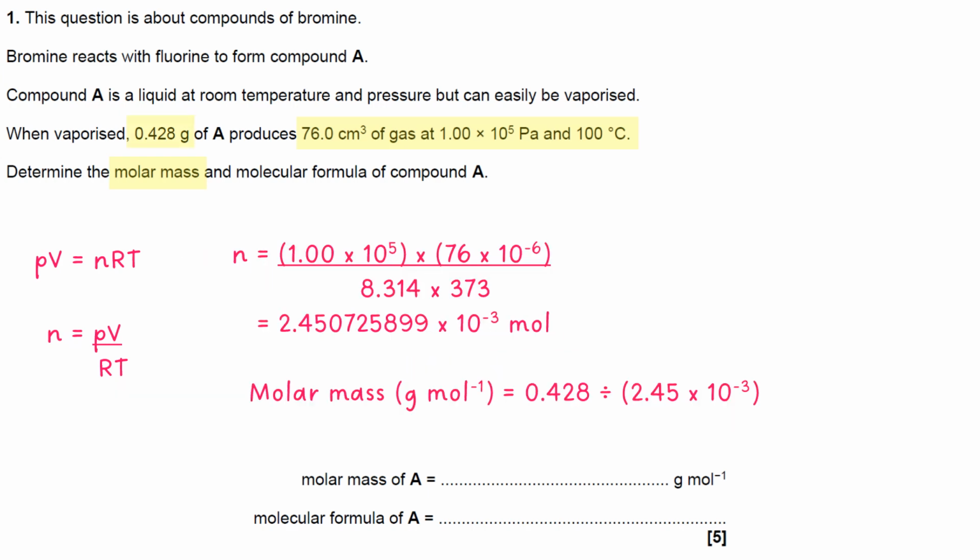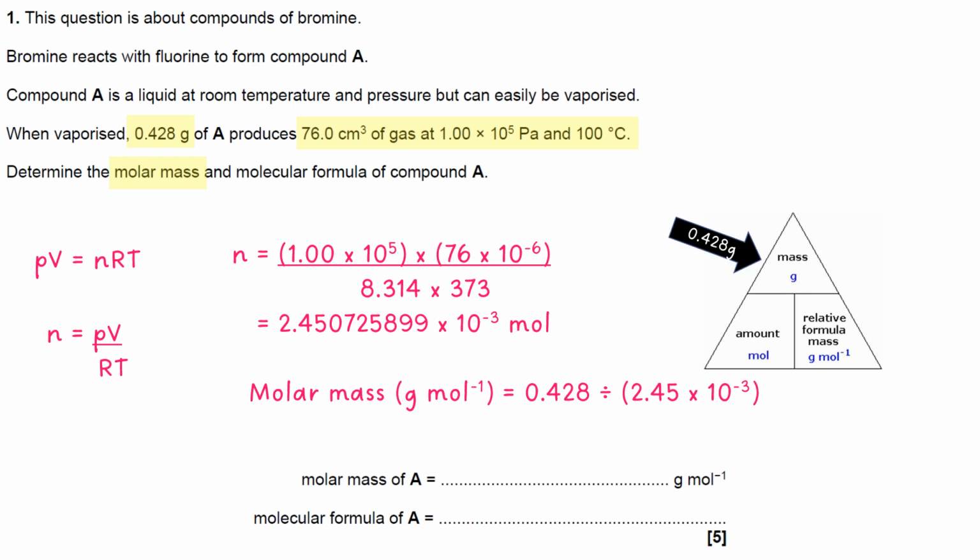So once we put those numbers in, we get a calculator value, which I'm going to round to 3 sig figs and call it 2.45 times 10 to the minus 3, just for simplicity. Now remembering our moles equals mass over Mr, that's where the division comes from in 0.428 divided by 2.45 times 10 to the minus 3. So that gives us 174.69387776. Now I'm going to round that up to 175.